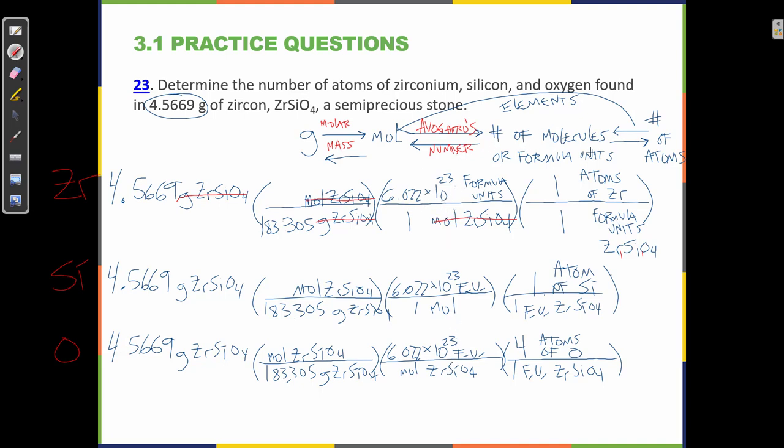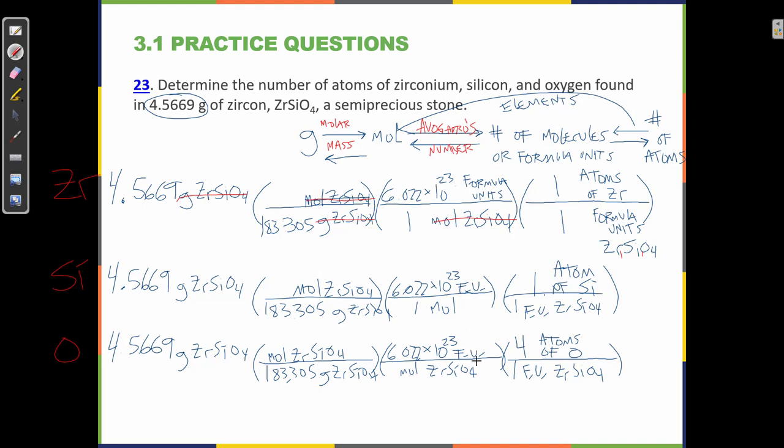And then the last step, after I have the number of molecules or formula units, then I'm trying to convert to the number of atoms. Well, to do that, I just look at my formula, Zr1Si1O4. So I have one atom of zircon when I have one of these. I have one atom of silicon when I have one of these. And I have four atoms of oxygen when I have one of these. So the calculations are exactly the same until I get to the last step.